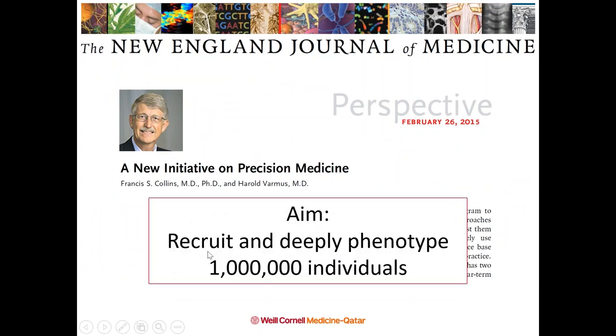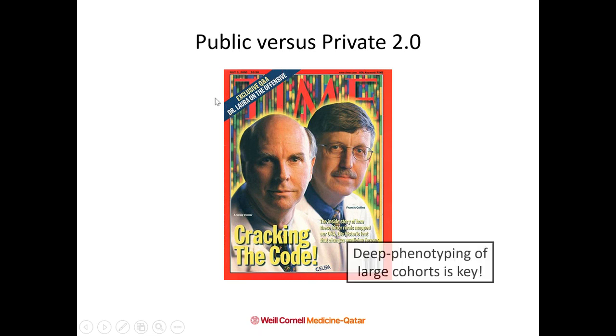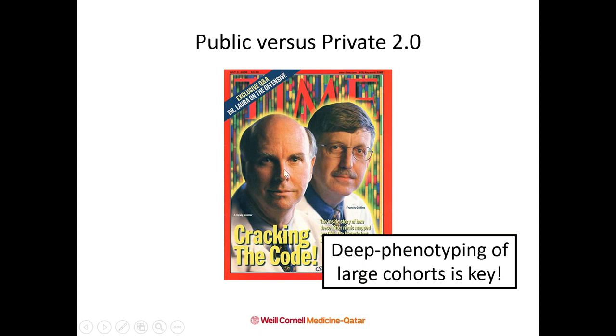So here again, the aim is to recruit really large numbers. And what I personally think is we're already standing at a new era of public versus private to understand what the genome really means. And I think this is a very positive thing, because those of you who know the history of the human genome know that in the end, we got the human genome probably 10 years faster because of the competition of public versus private. So I'm very hopeful this will be a very positive and constructive competition. And I think the key here really is the deep phenotyping of large cohorts in order to get beyond what we've done so far. So I hope I have shown you a little bit how that works.